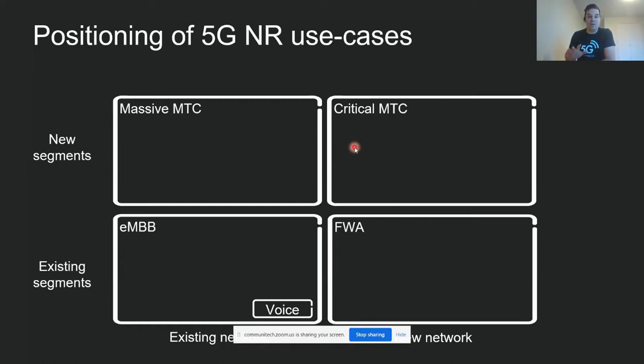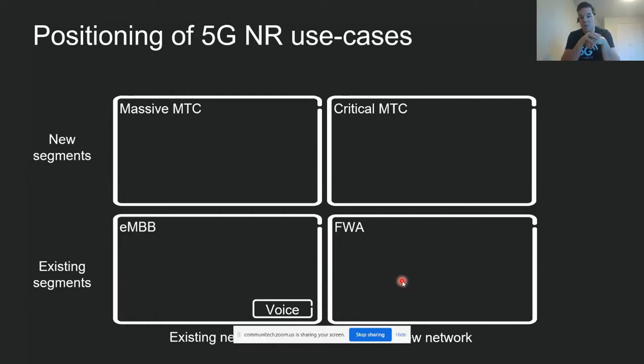So we're talking mainly about Industry 4.0, autonomous robots. We're talking about critical components that need very, very precise location and positioning and all this kind of stuff. A secondary market is the concept of fixed wireless access.